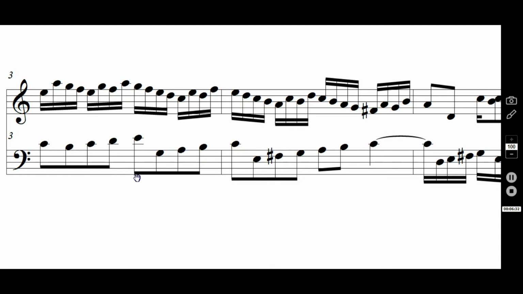There's a few other examples of that in here. This D could be called a consonant skip. We have a G and a B making a third, and then this G going to this D, an embellishing note, is a fifth, which is also consonant. So we have a consonant skip occurring.